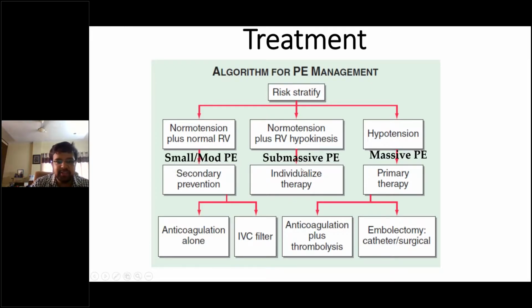But if the patient is categorized into submassive pulmonary embolism, that is the BP is normal plus there is right ventricular hypokinesia, okay, then we can individualize the therapy, whether anticoagulation alone is enough or we need to thrombolyze the patient. This needs some thinking, it is a little detailed. So roughly remember that there are 3 types of pulmonary embolism, small, submassive, massive, and the treatment is there accordingly. Okay.